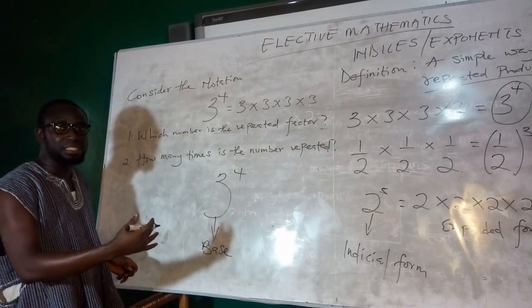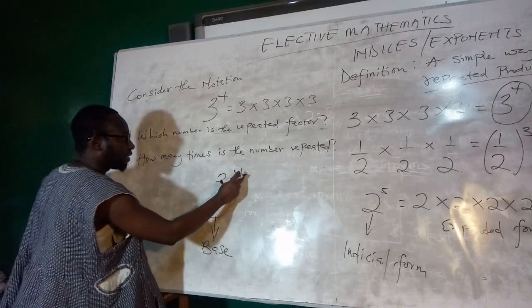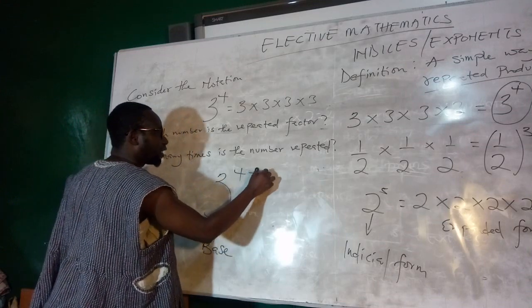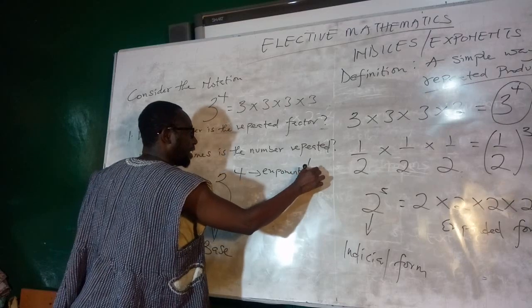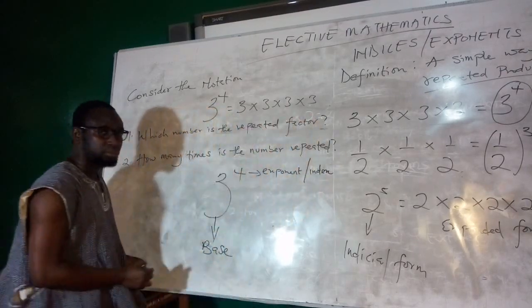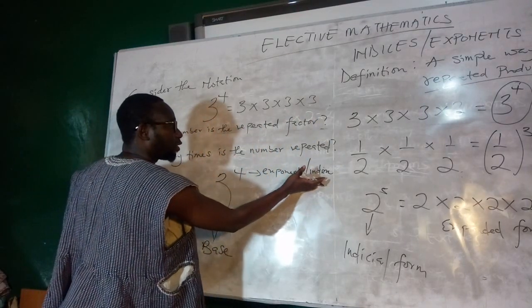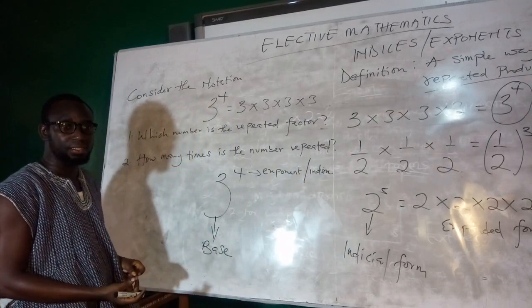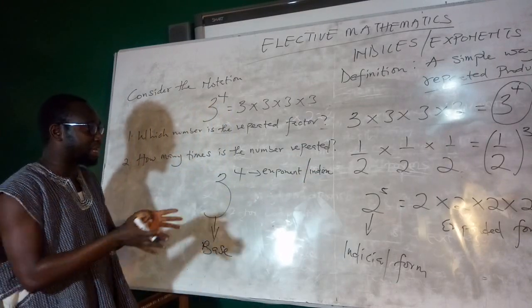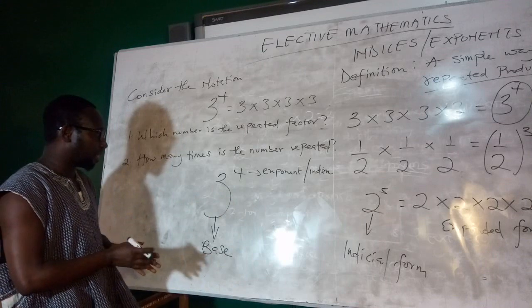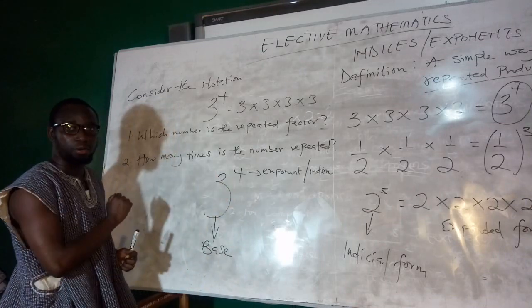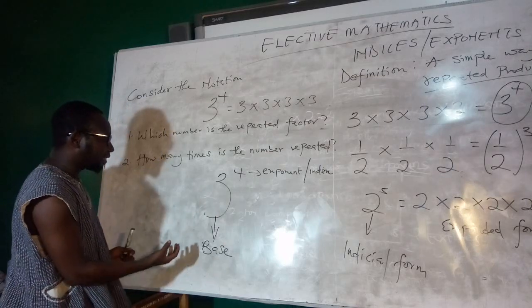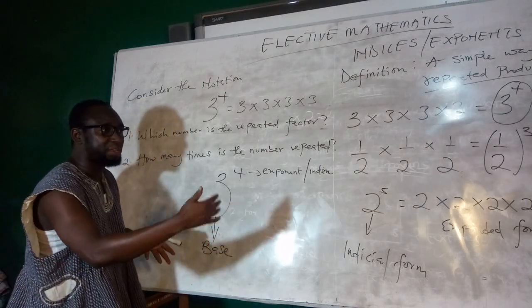Now how many times is the base being repeated? So that is the 4. So we are going to call it the exponent, or the index. Now the index is the singular form for indices. So indices is plural, then index is singular. Okay, so now when we write 3 with a superscript of 4, this means that we have the number 3 being multiplied 4 times.